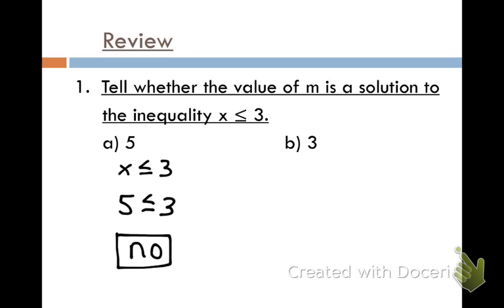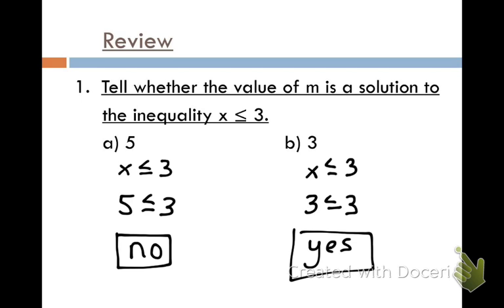Try problem B on your own. All right, as I walked around, I saw a lot of people with the correct answer. What is the answer, yes or no? Yes. Why? Because 3 equals 3. The answer is definitely yes, because 3 does equal 3. So that can be a solution to that inequality.